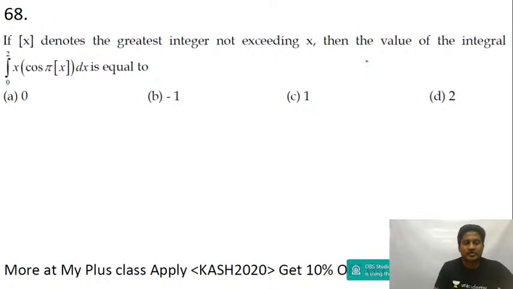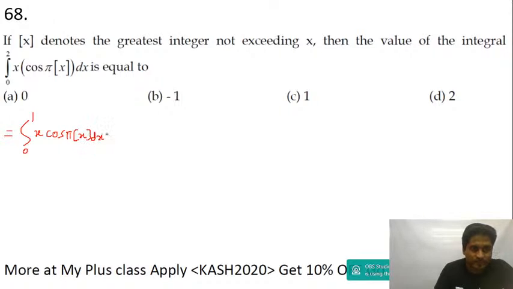If box x denotes the greatest integer not exceeding x, greatest integer less than or equal to x, then what's the value of this integral? Alright, now let me split this. Integration of 0 to 2 can be written as 0 to 1, x into cos of box of pi into box x dx, and then 0 to 1, and then I'll write 1 to 2.